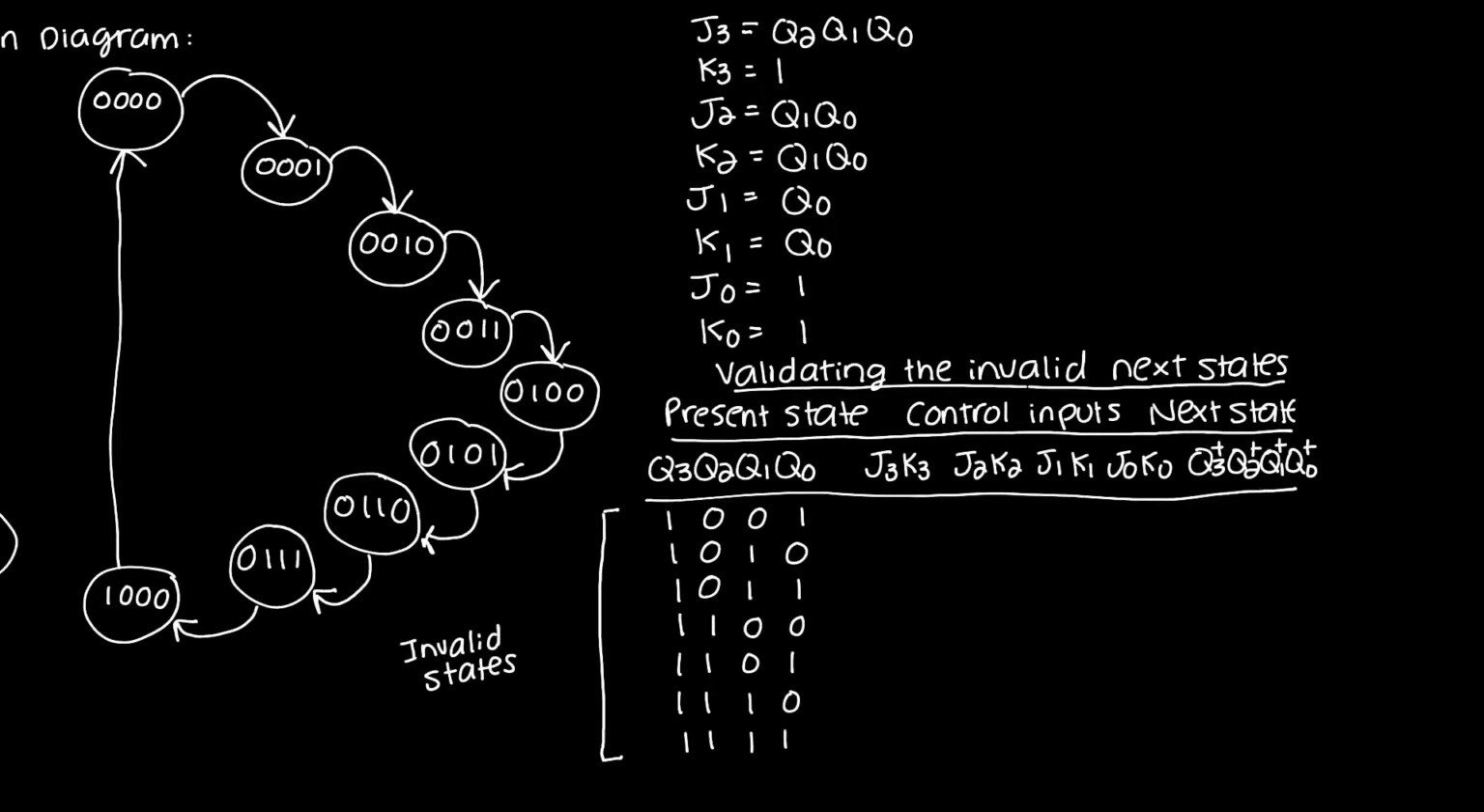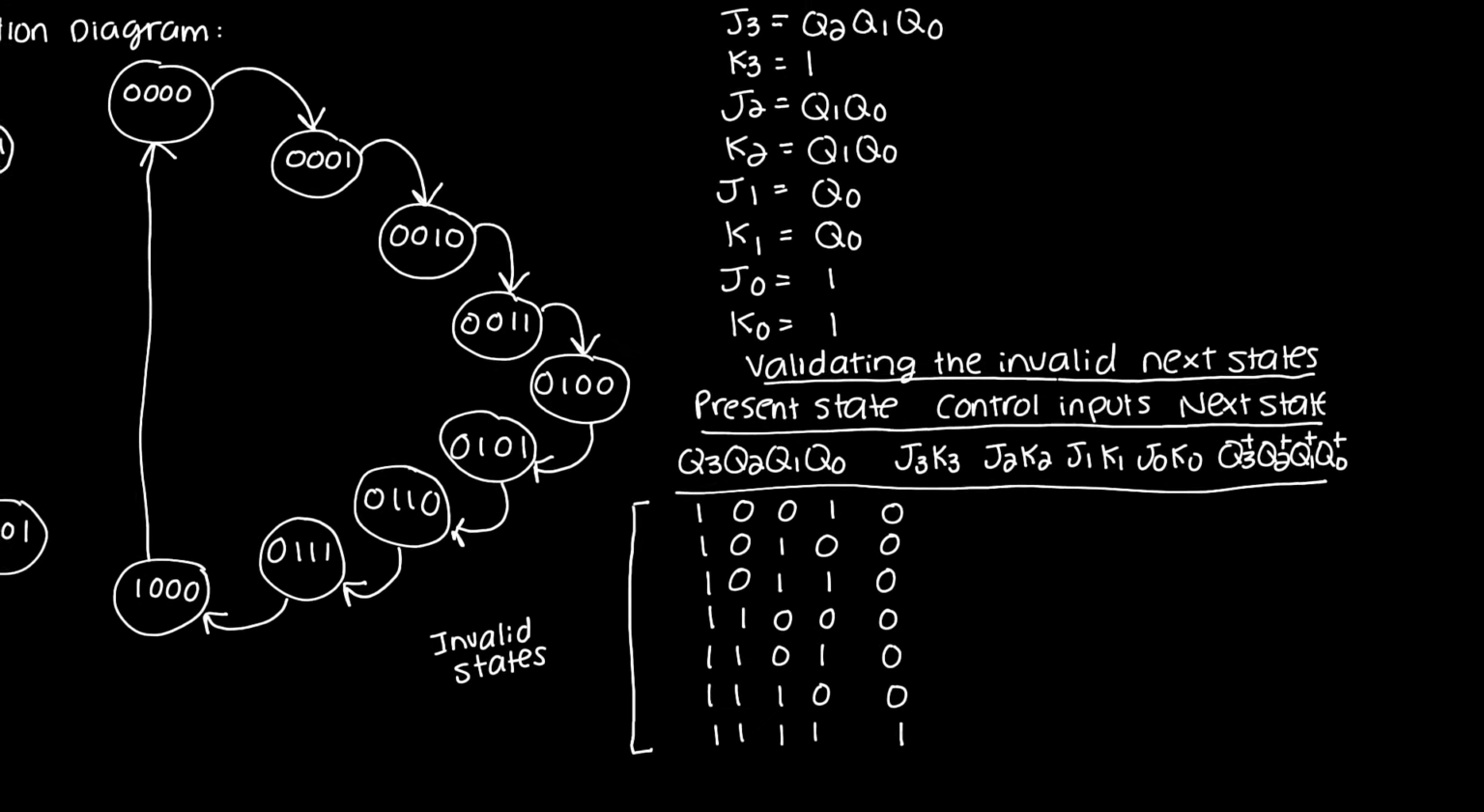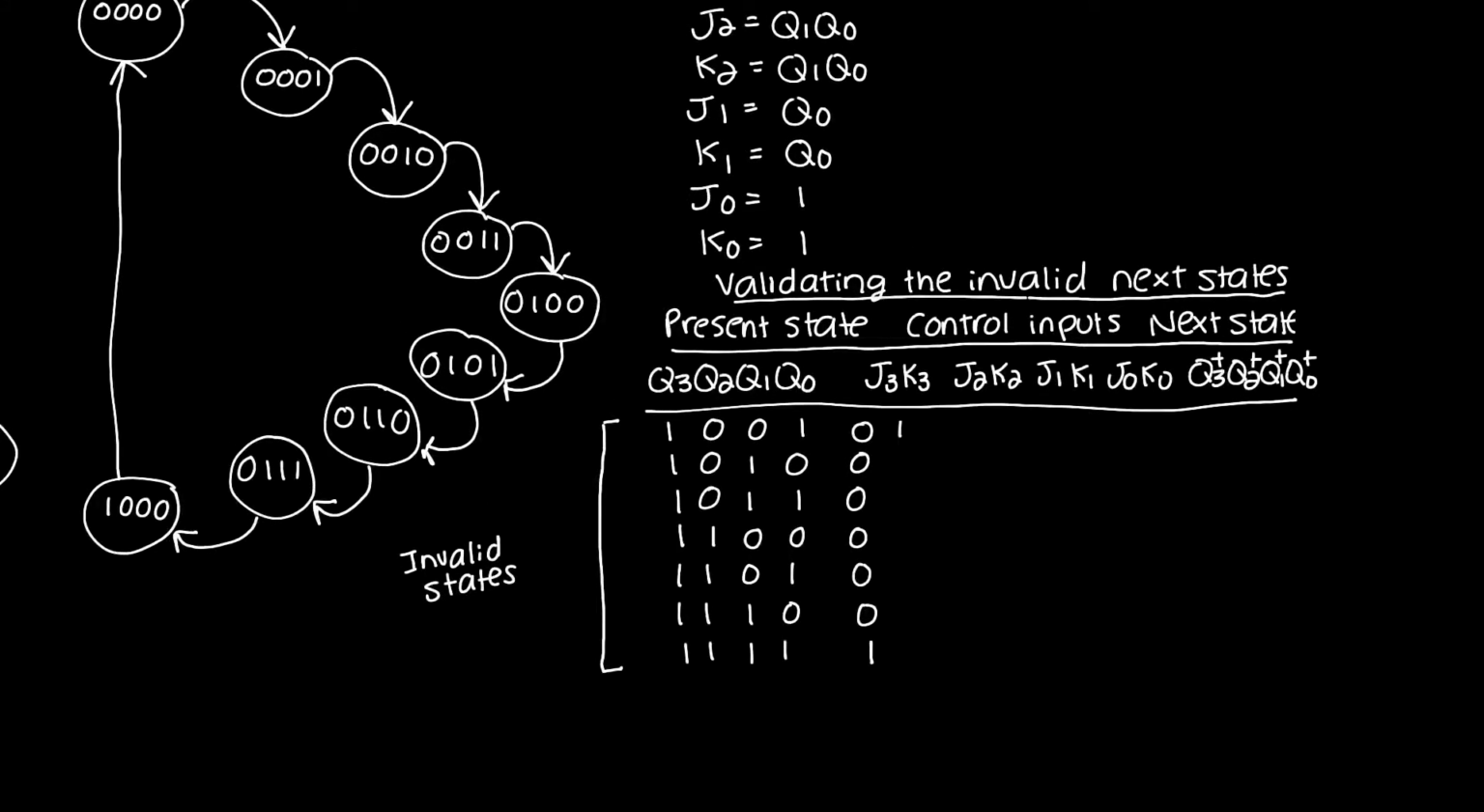So that's what I'm trying to do here. How do I do this? Well, I'm going to look at the Boolean expressions. I'm going to start with J3. J3 is equal to Q2 and Q1 and Q0. Therefore, it's only high when Q2, Q1, and Q0 are all high, and that only occurs here. So J3 is only going to be high in this state, and in all the other cases, it's going to be low. What about K3? K3 is just high all the time.